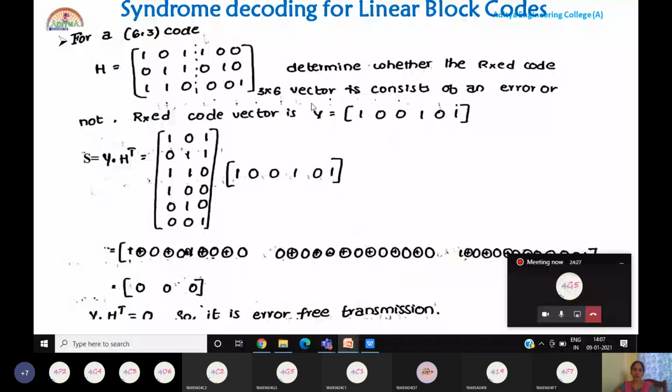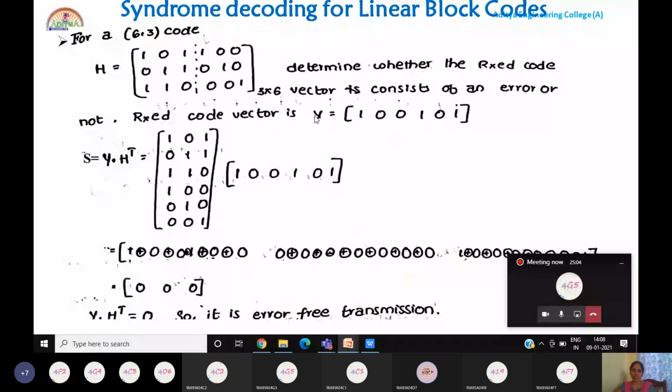And H is given to you. What is H? I told you in the last class, it is the parity check matrix. It is of size r by n. So what is r here? r is the number of check bits, which is 6 minus 3, so 3. And n is 6 here. So the H matrix is of size 3 rows and 6 columns. It is P transpose followed by I 3 by 3.